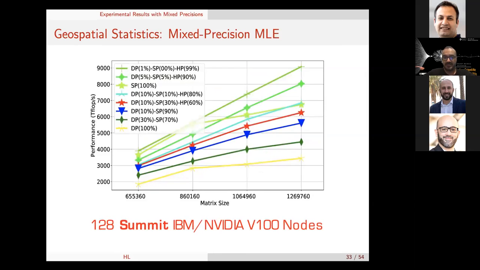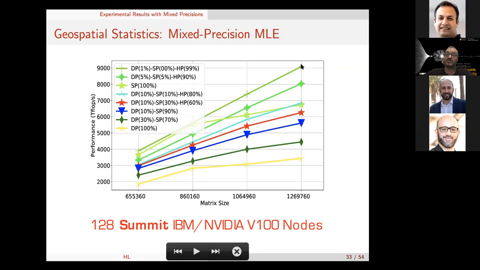We took it to Summit, okay? We then took it to Summit with only 128 nodes, and we ran on this matrix size. So Summit is IBM plus 6 V100 GPUs per node. And what we can see here, if you run in double precision, we get roughly 3.5 petaflops. But if you run in mixed precision, because now we can do half precision thanks to NVIDIA hardware support, you can get close to 9 petaflops, right? So 9 petaflops only out of 128 nodes. This is a tremendous gain in terms of performance.